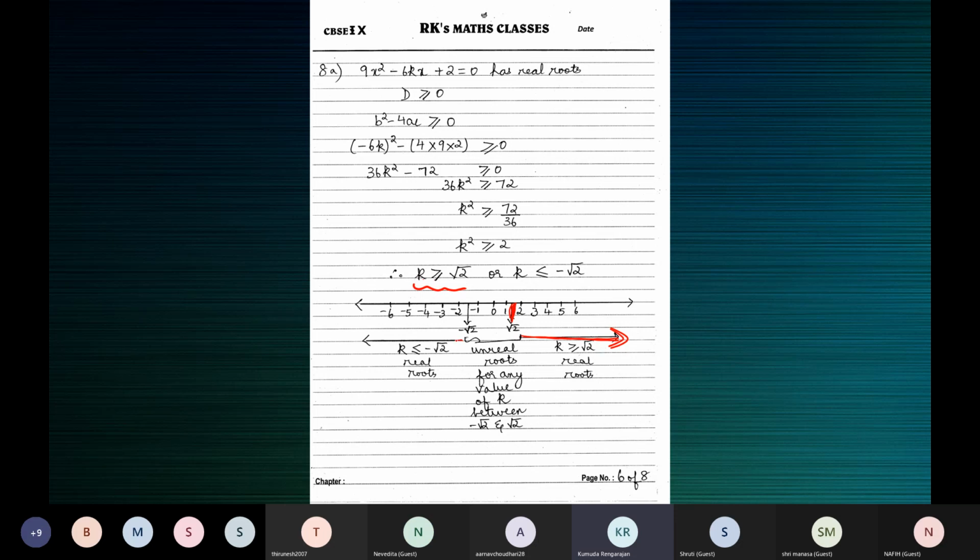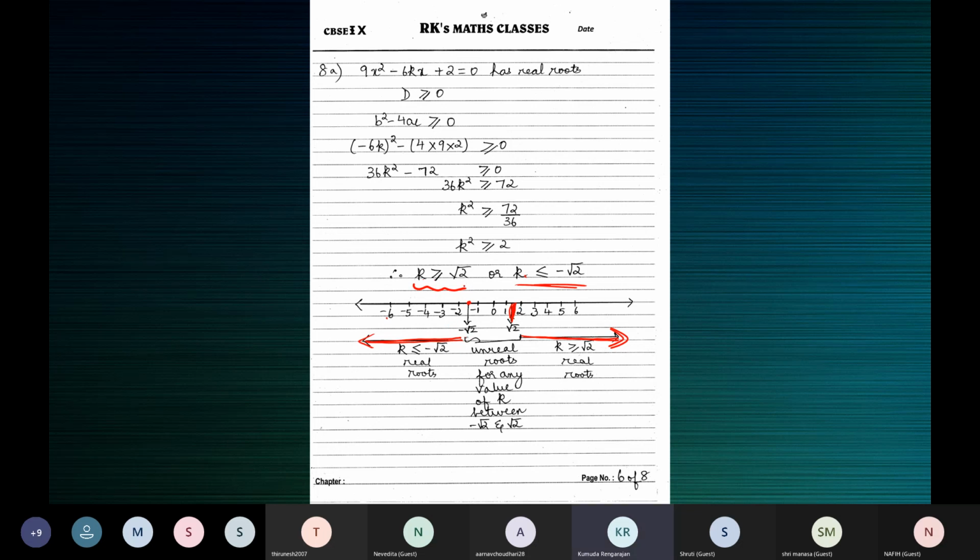Any value of k in this direction is less than minus root 2. Minus root 2 is minus 1.414, somewhere here. So less than minus 1.414 means this direction. All these values are less than minus root 2. Minus 6 is less than minus 1.414.